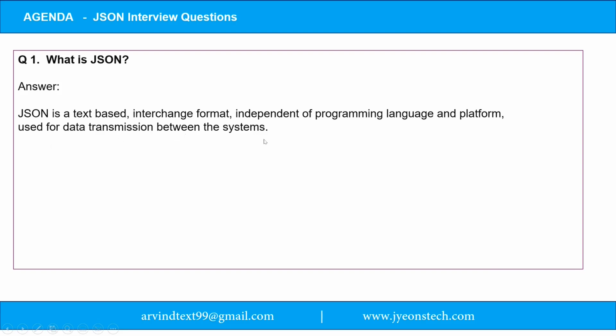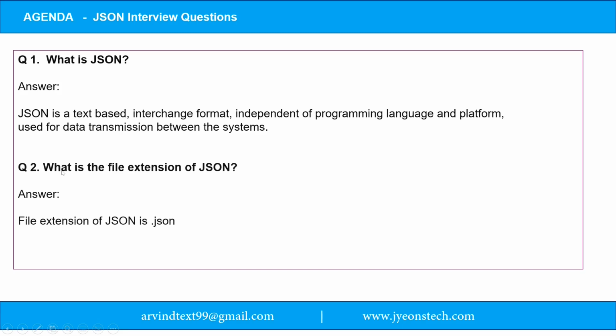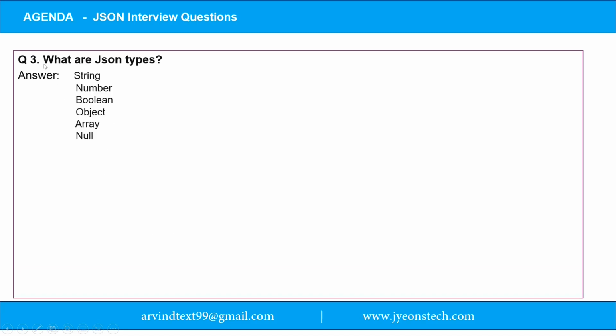So the next question is, what is the file extension of JSON? The file extension of JSON is .json. So next is, what are JSON types? These are the JSON types: string, number, boolean, object, array and null.